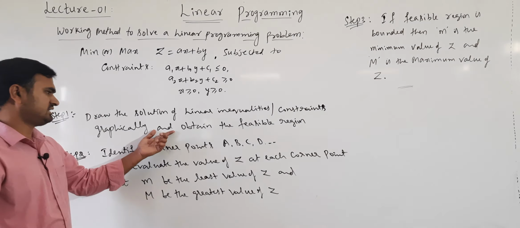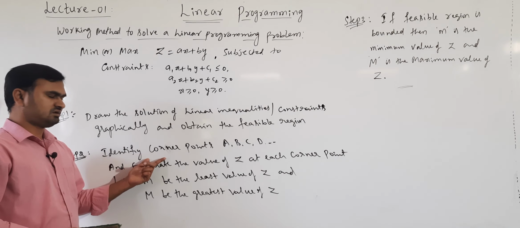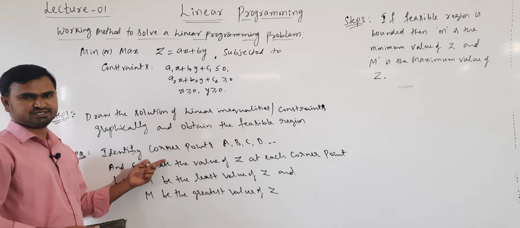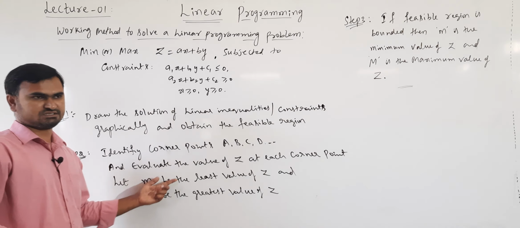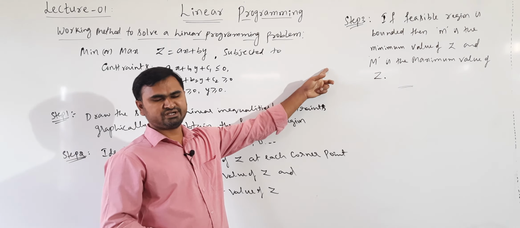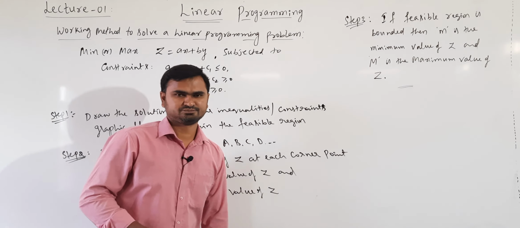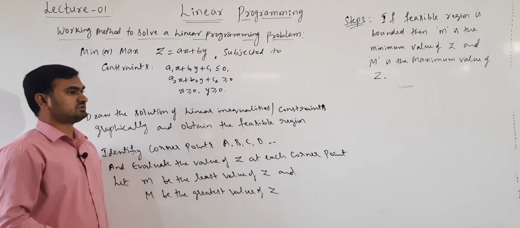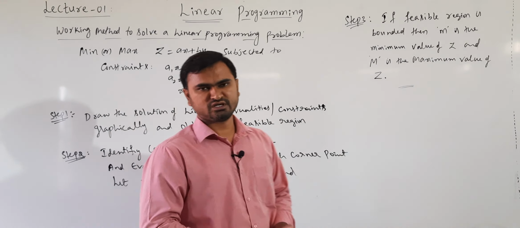First step already we studied in first year. Okay, drawing the graph of inequalities. Now here what is the extension we are studying? The extension is we are identifying the corner points and get the value of z at that corner points. Based on bounded or unbounded, we are going to get minimum and maximum values of z. Understand? Right. So go through the theory related to this linear programming.